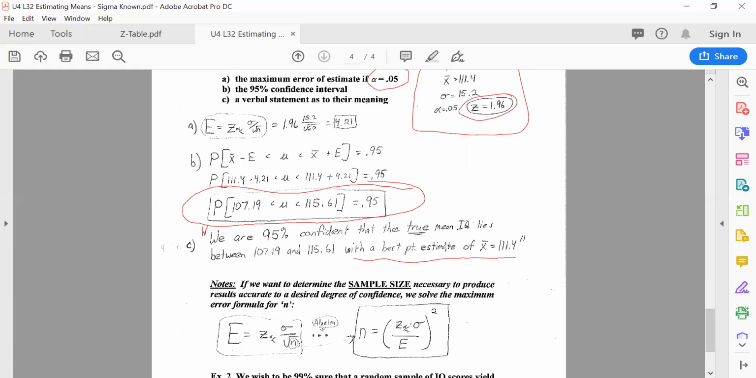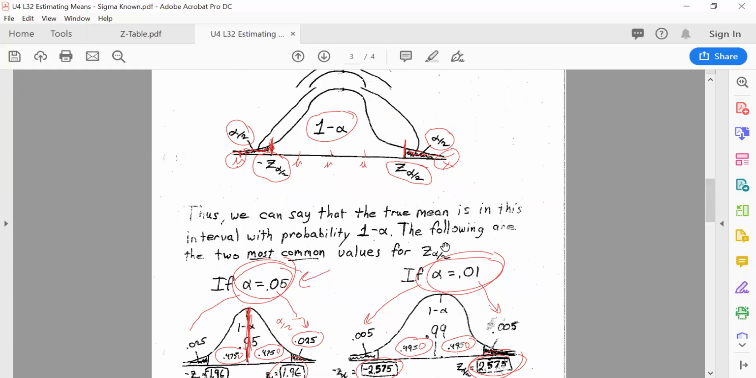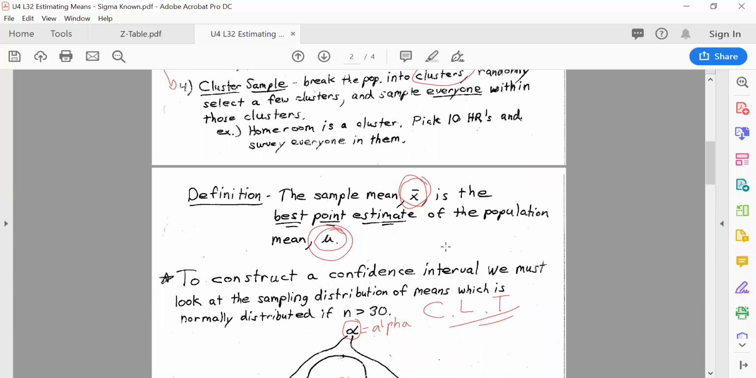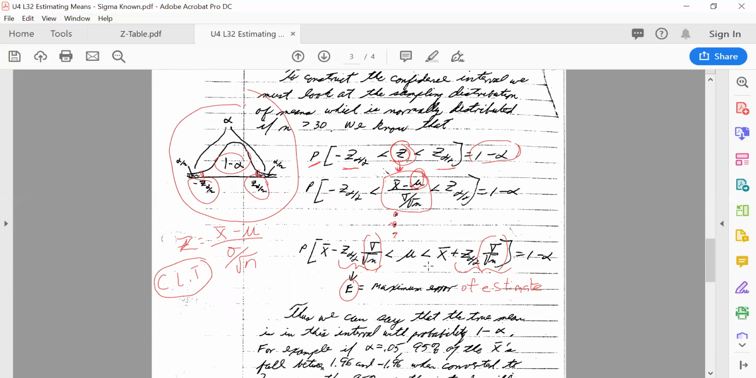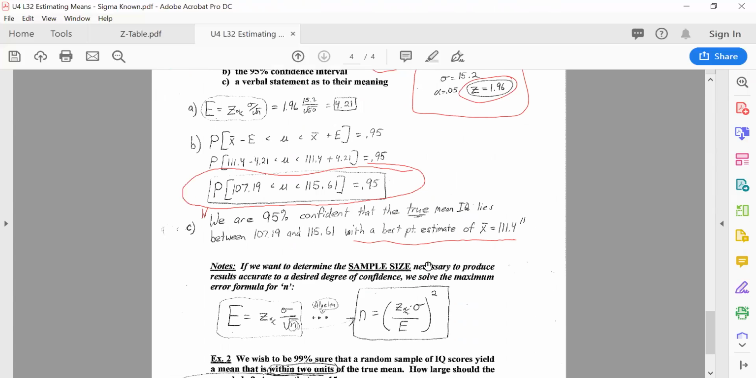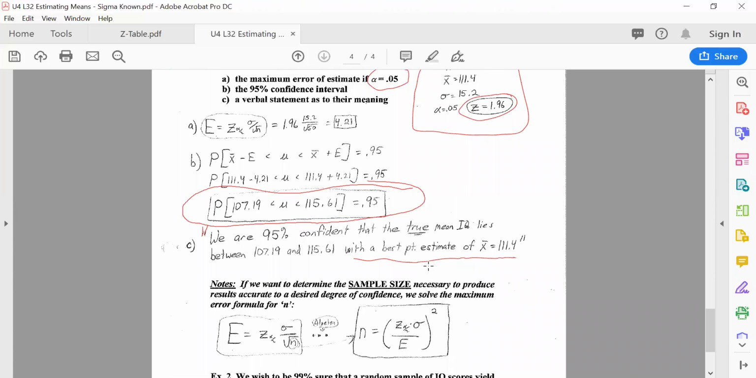What is that best point estimate? That comes from this definition. The sample mean x bar is the best point estimate of the population mean mu. All right, so let me scroll back down to our problem. And you're done with that entire thing.